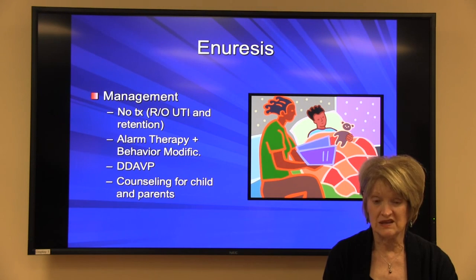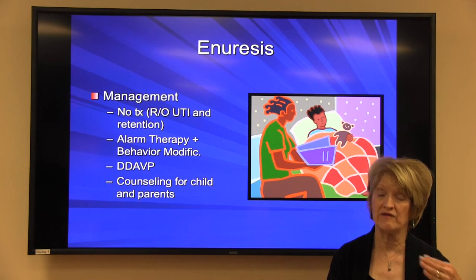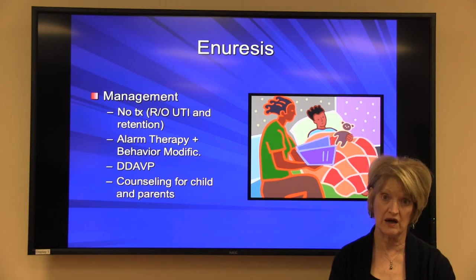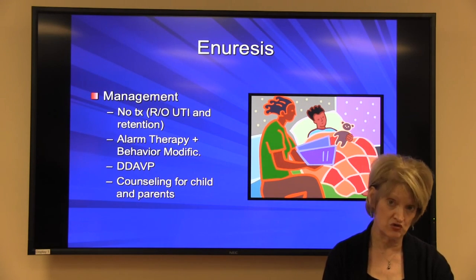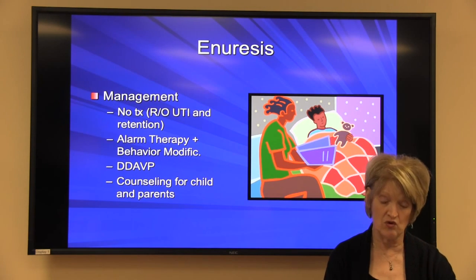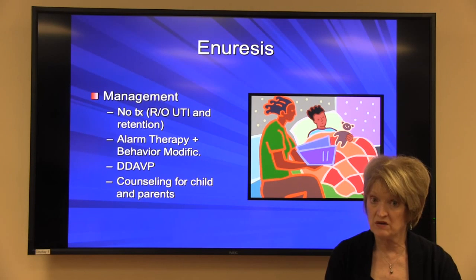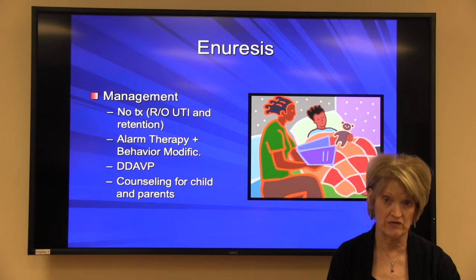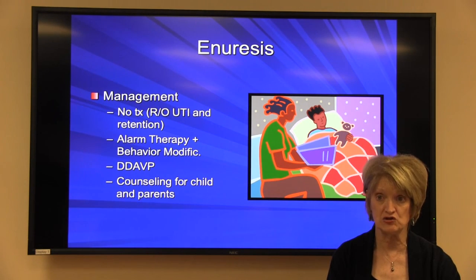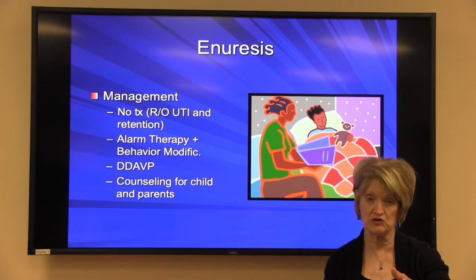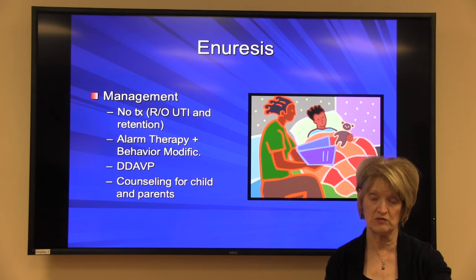DDAVP is synthetic ADH, and it targets that high volume urine production by concentrating the urine so that the child can sleep through the night. A lot of parents do a trial on DDAVP. It can be given by nasal spray or orally. If their child responds well, many parents will use that for sleepovers or for camp or whatever. So 2 major treatment strategies. Alarm therapy targets deep sleep. DDAVP targets high volume dilute urine production.